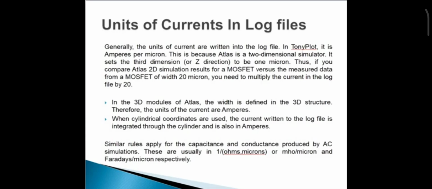Similar rules apply for the capacitance and the conductance produced by the AC simulation. These are usually in 1/ohm.micron, or we can say mho per micron, and Farad per micron respectively. For capacitance it is Farad per micron and for conductance it is mho per micron. For more understanding of how to use these parameters in Silvaco Atlas, let's go to the code, in which I will explain how you can implement nanowire FET in the Silvaco Atlas TCAD tool.